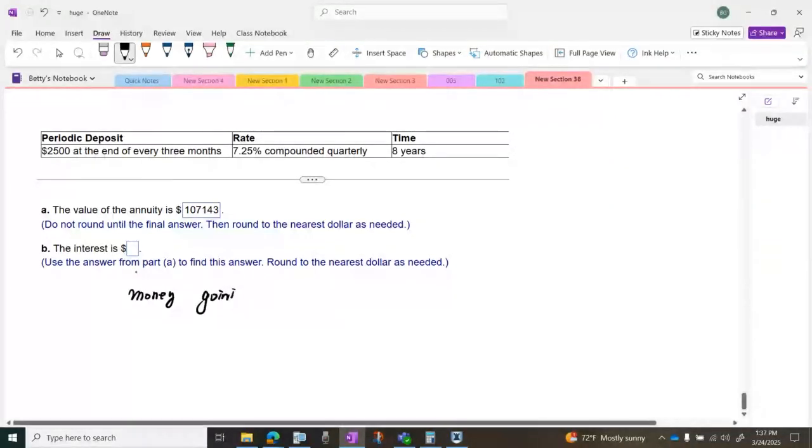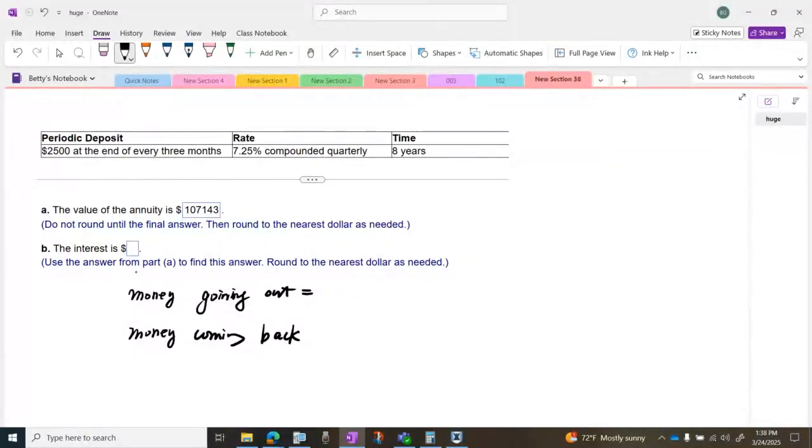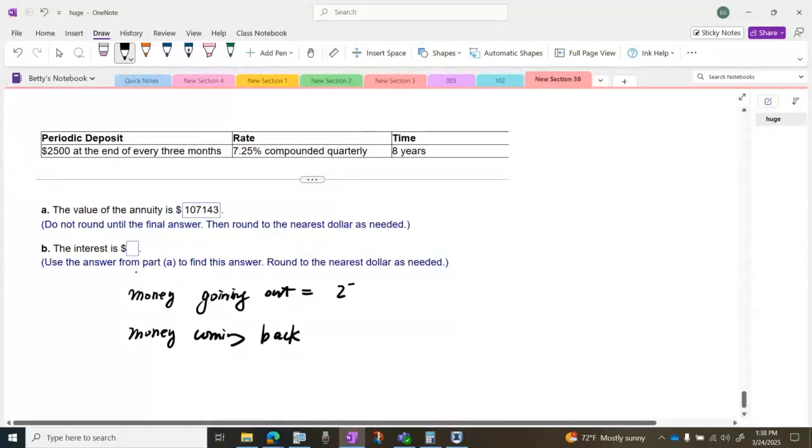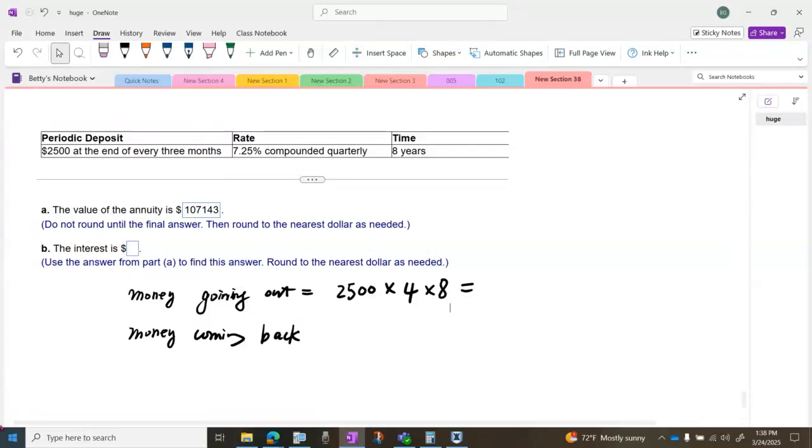You're gonna write down money going out, and you're gonna write down money coming back or coming in. Okay, so money going out. Every quarter, you have to deposit $2,500 times 4. That's how much you pay in a year, right? Times 8. That's how much you contribute to the annuity over the 8 years.